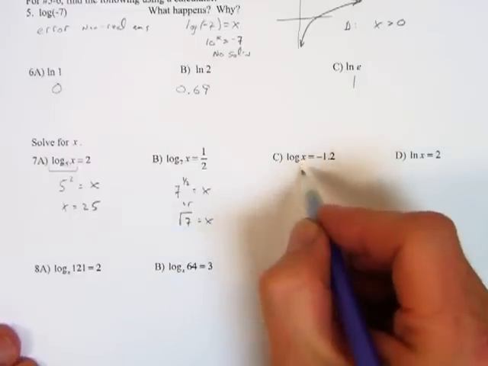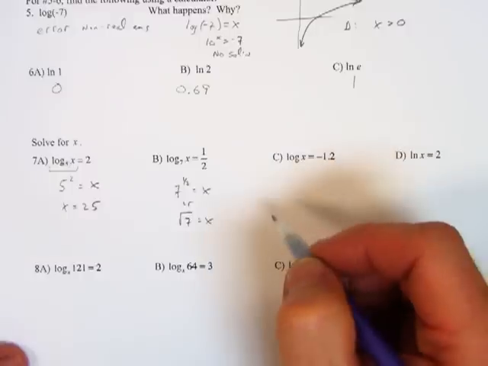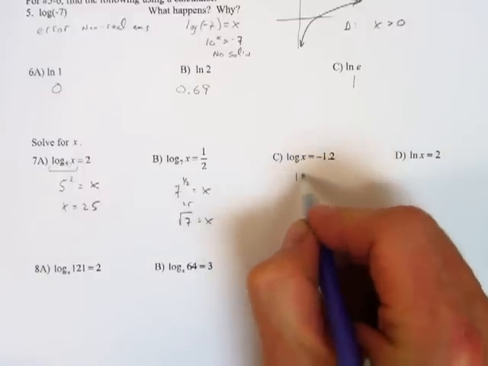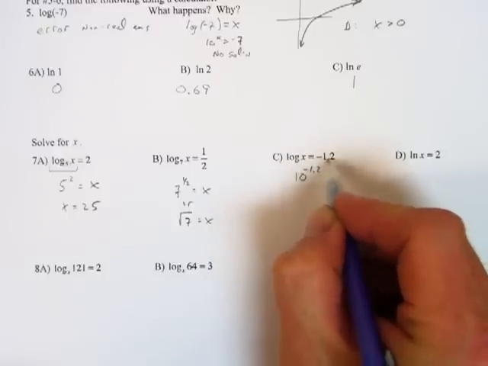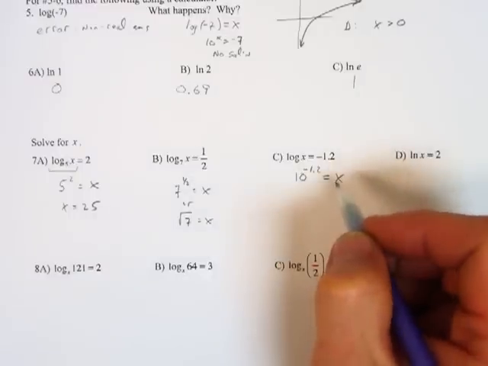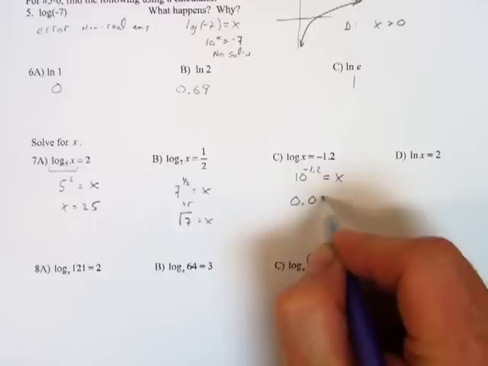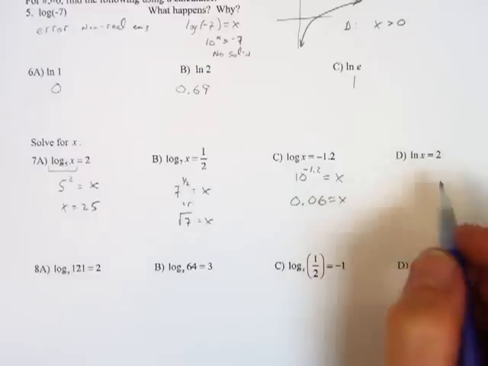Here, this just says log of x. It doesn't have a base written down. What is that base? Like we said earlier, that is the common log, or base 10, when it's not written. So we have 10 to the exponent of -1.2 equals x. Now you could type that in on your calculator, and if we were only going to 2 decimal places, it would give us 0.06. Now that's the approximate answer.